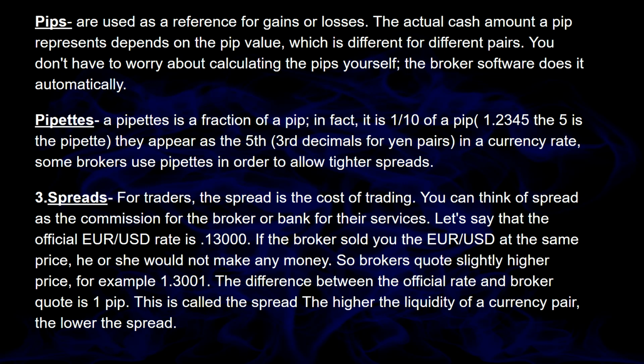The higher the liquidity of a currency pair, the lower the spread. For example, you might find a 0.1 pip spread in the euro dollar, but if you were to trade the pound yen, you might find a higher spread because it doesn't have as much liquidity as the euro dollar.